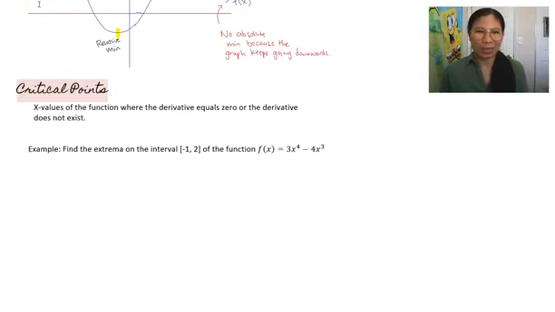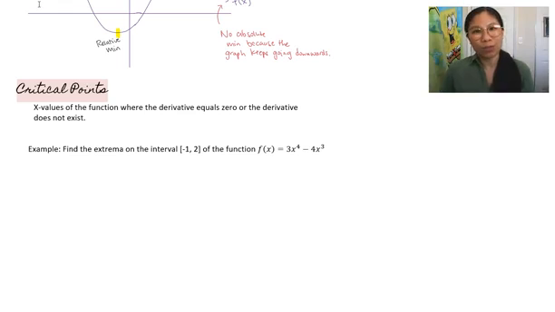All right, so let's do an example together. We're going to find the extrema on the interval from -1 to 2 for the function f of x equals 3x^4 minus 4x^3. In order to find the extrema, they give us an interval, so we know what the endpoints of our interval are. We need to figure out if we have any relative minimums or maximums within the interval so that we can see if those would be the extrema.